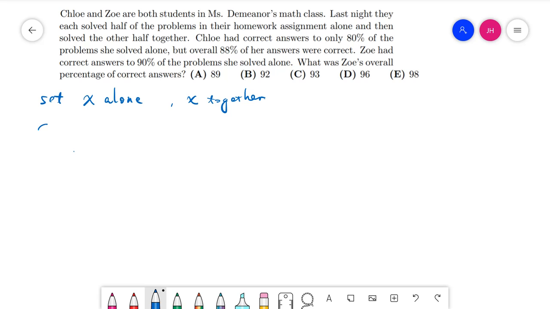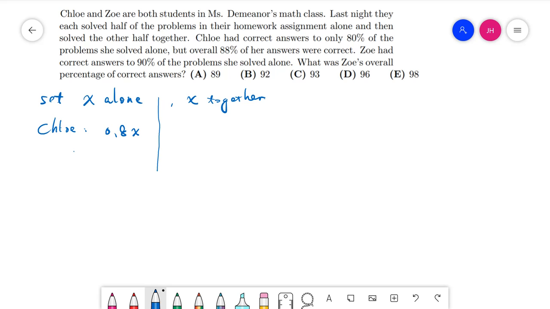Okay, let's check Chloe. She had 80% of the problems correct. So she has 80%, 0.8 times x. Those problems were correct for the first half.